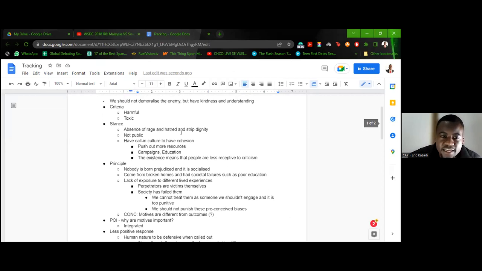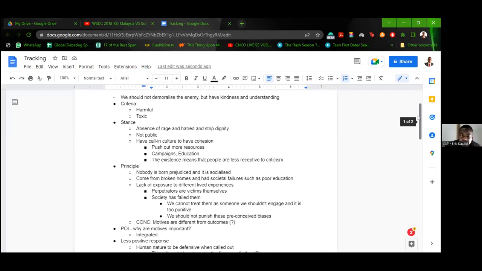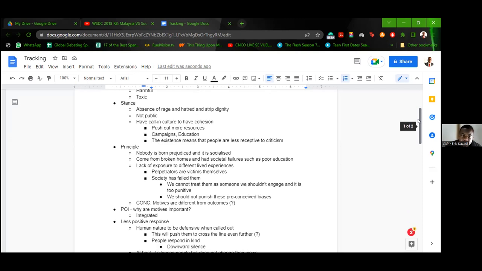I think P1 establishes a criteria for when we should regret call-out culture. They say that it's harmful towards the aims of it and that it leads to a toxic kind of culture. And then they go on to their stance. This is pretty important because here's where they frame their counterfactual, which is the idea of call-in culture, where they believe that they're likely to get more cohesion and also do things like push out more educational campaigns onto individuals such that they're able to change their views.